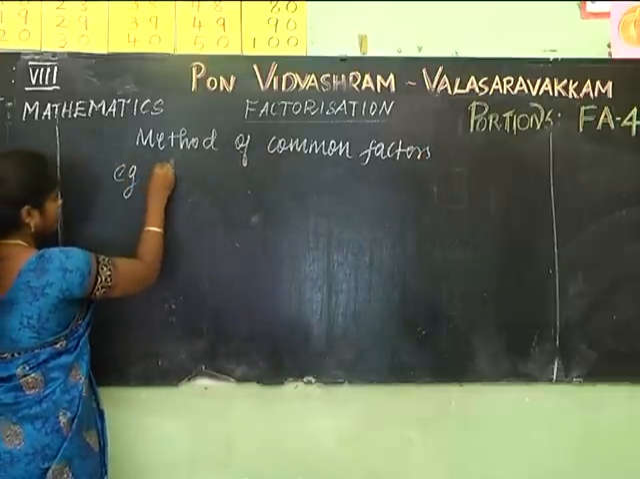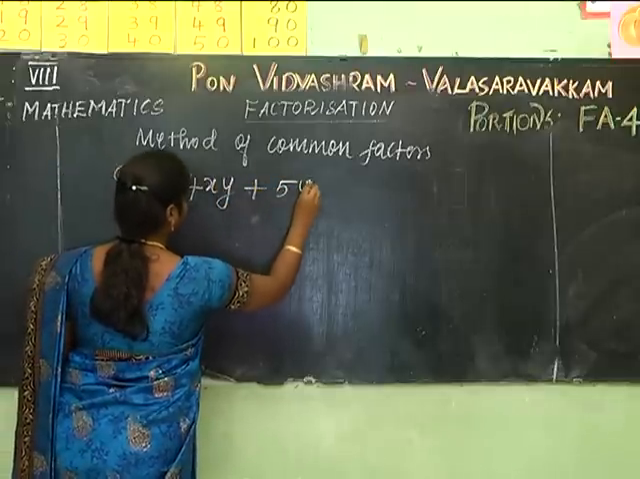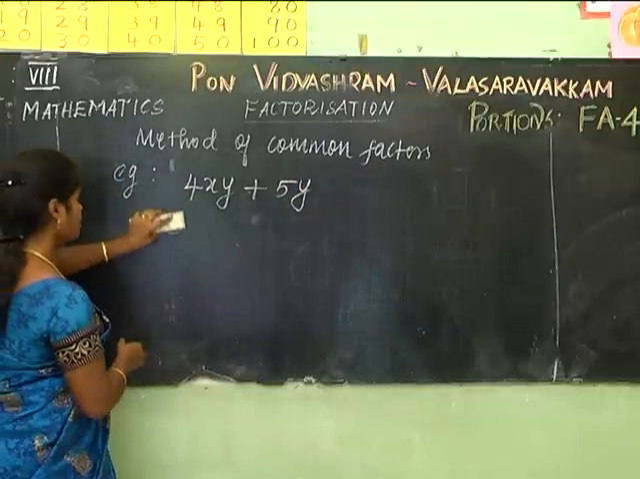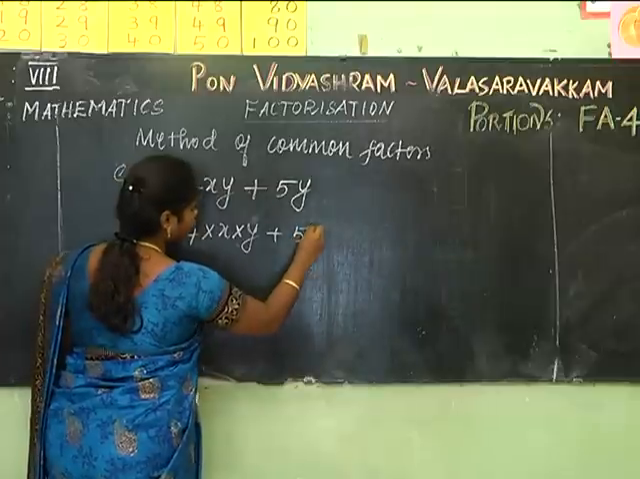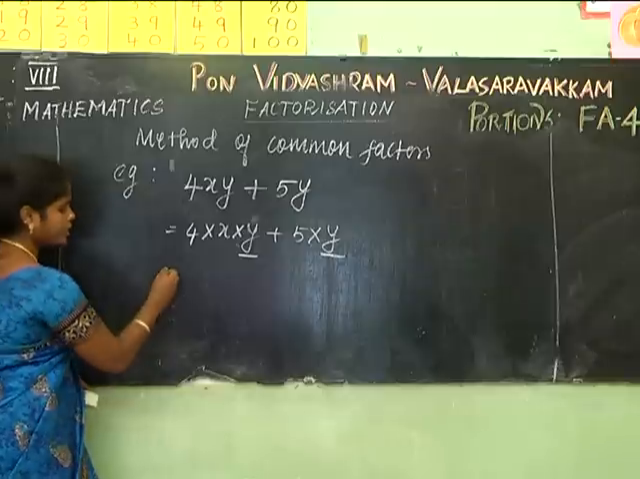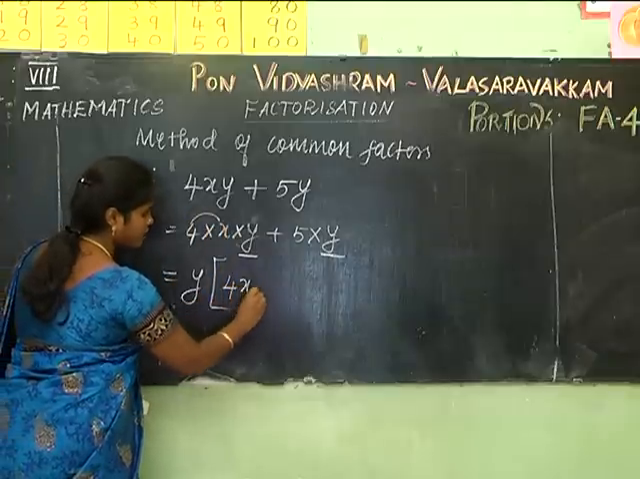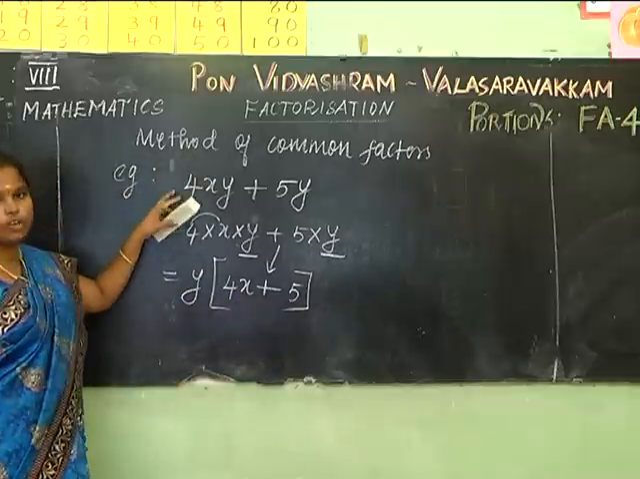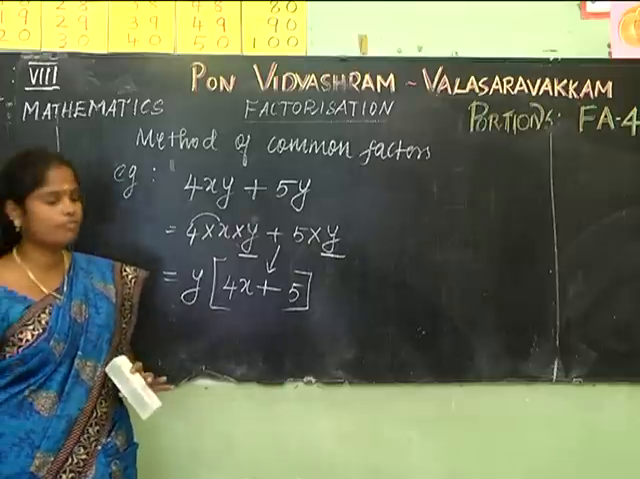Let us take an example. 4xy plus 5y. So what is the common factor in it? We can write this as 4 into x into y plus 5 into y. So what is the common factor in this binomial? y is common, so take the common factor out. Then what is remaining? 4 into x, 4x, then plus, then 5. So this binomial is expressed as the product of two factors, y into (4x plus 5).